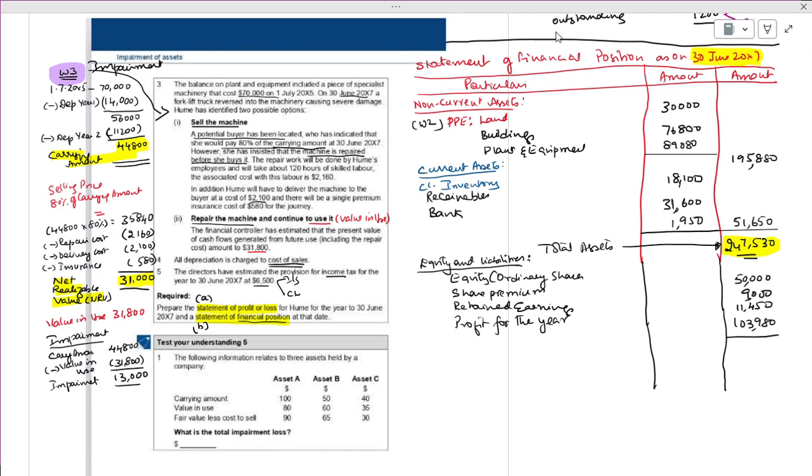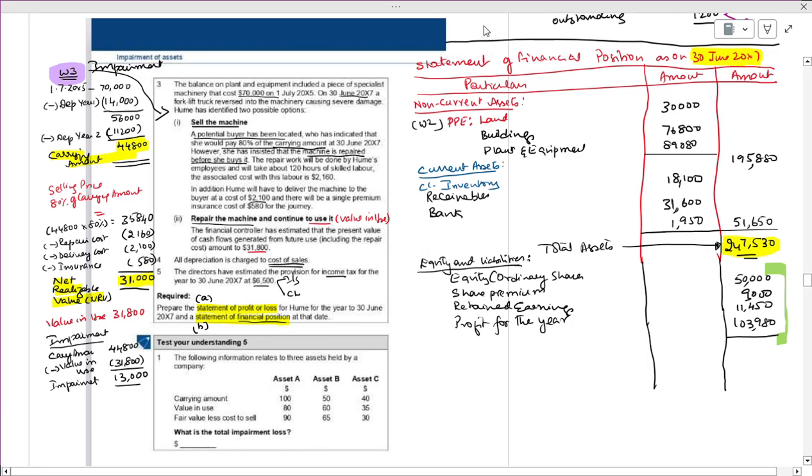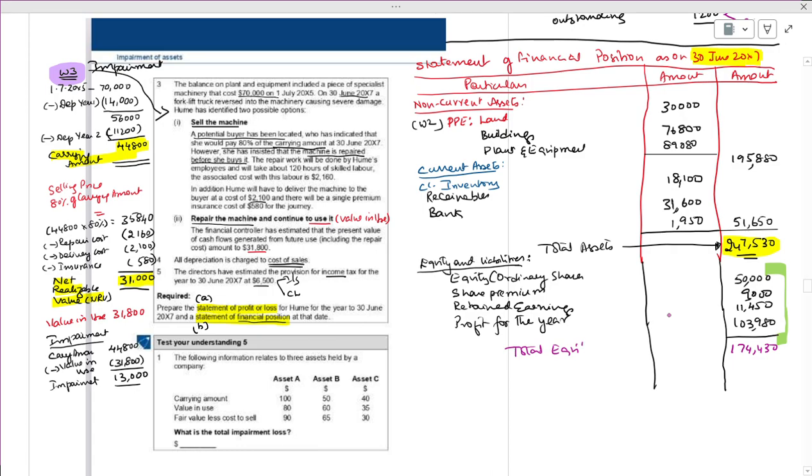Only this total. Okay? Only this total. $174,430. 174,430. You write total equity, total equity. Is it right? Total equity. Okay? Next. Next, what do we have to write, Salim?